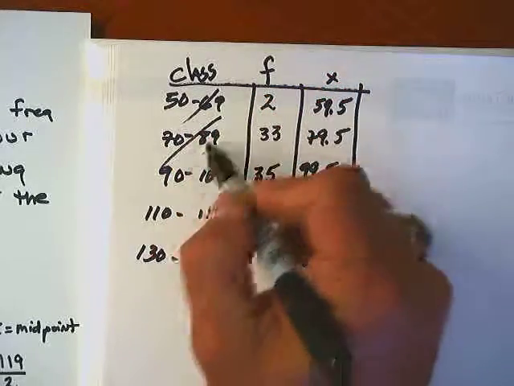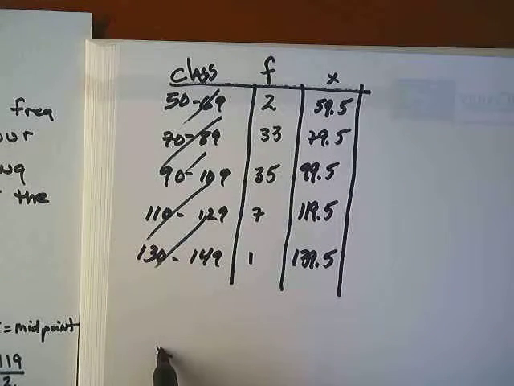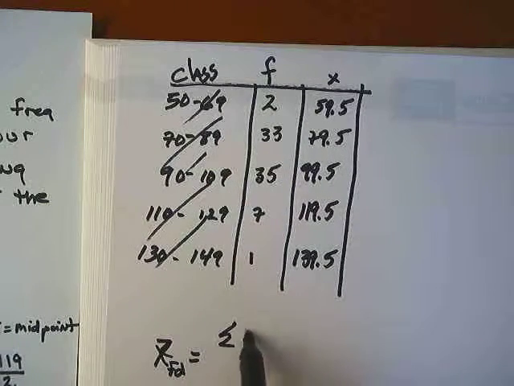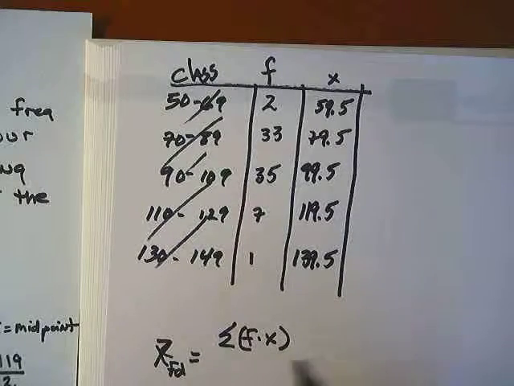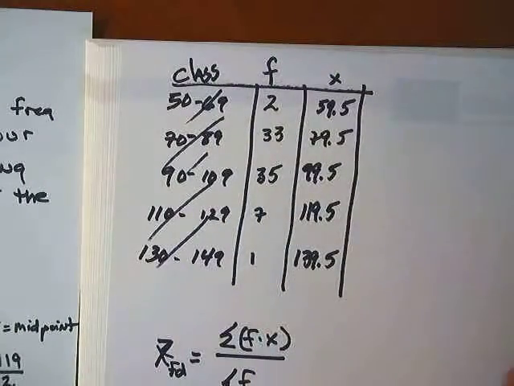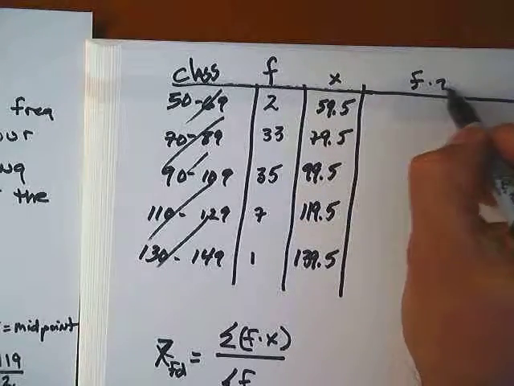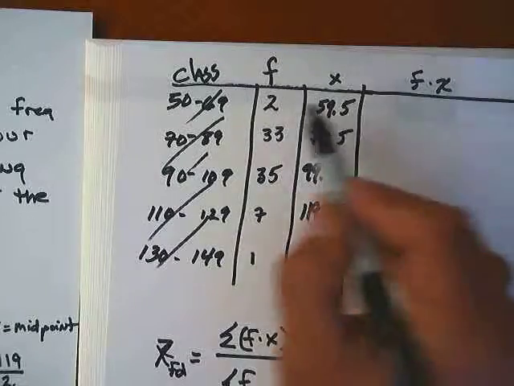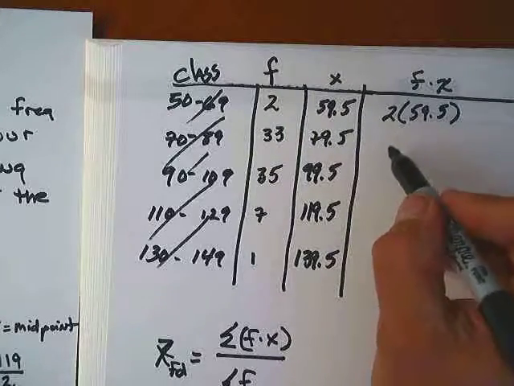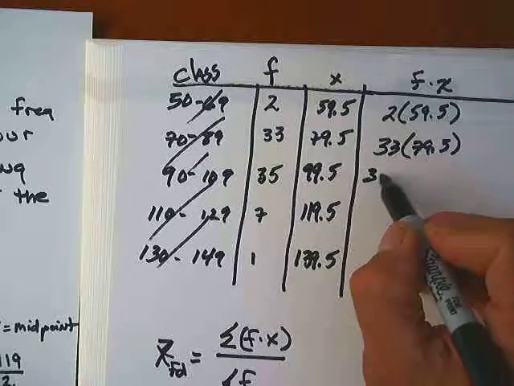And that'll be 59.5, 79.5, 99.5, 119.5, and 139.5. And that's your X. This is your F. And we really don't care about these anymore because they can't help us as far as calculating. So we need to multiply F times X because we know that the mean of a frequency distribution is equal to the summation of F times X, divided by the summation of F.